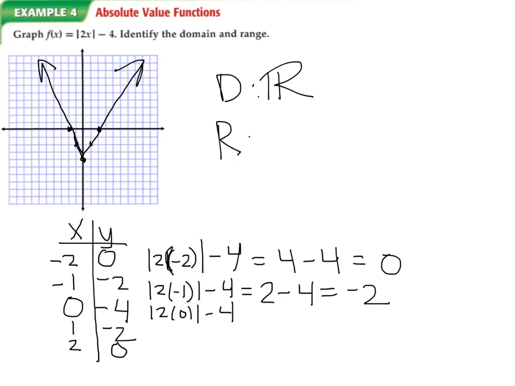So when we're talking about range, we're going to say y, because we're talking about the y values. And in this case, since the values are going up, we're going to say greater than or equal to. And we can see that that lowest y point is right here, all the way down at -4. So we're going to say that y is greater than or equal to -4.